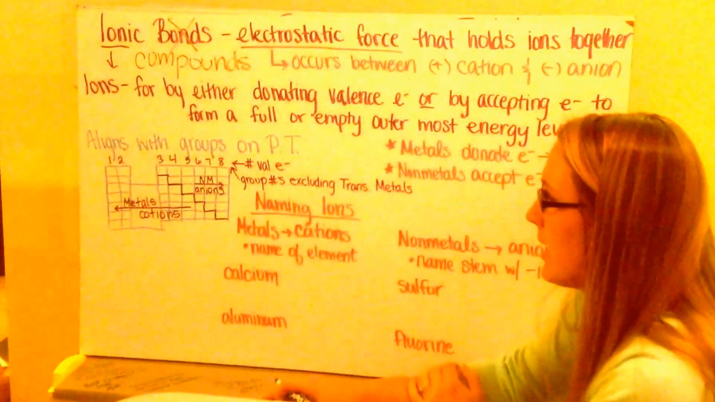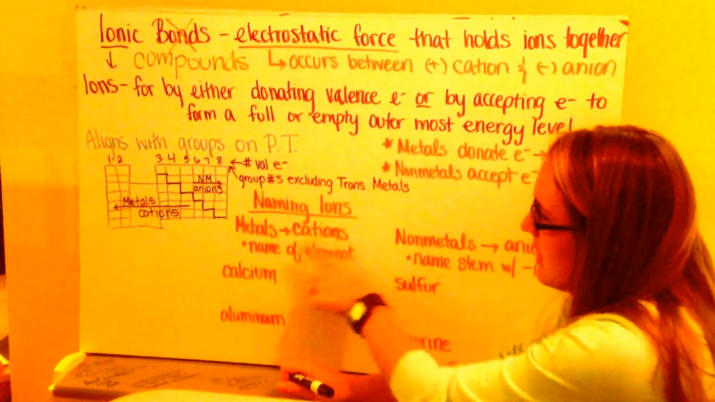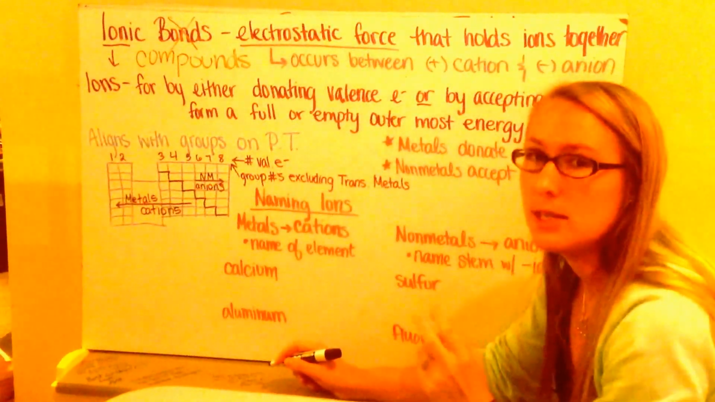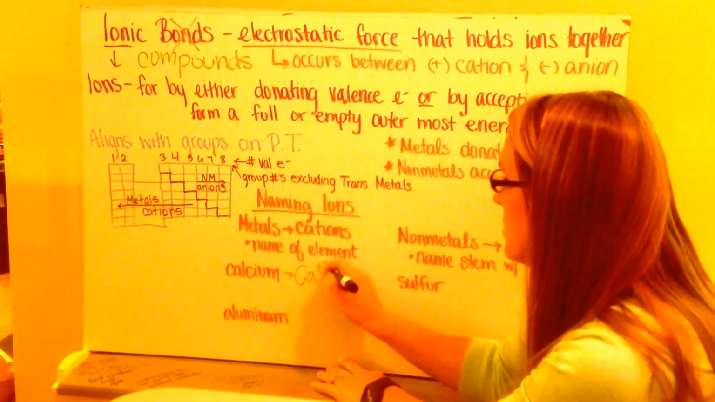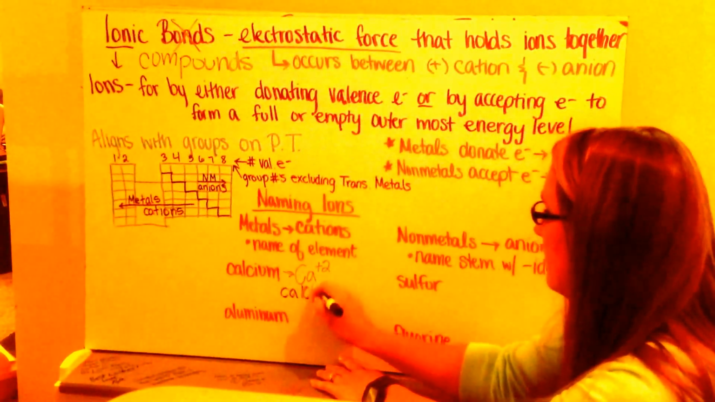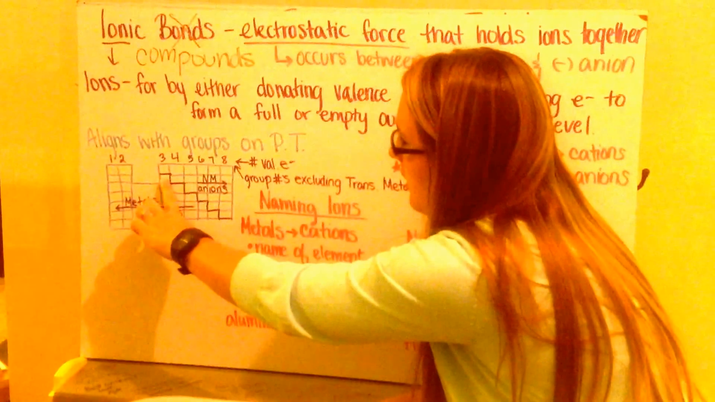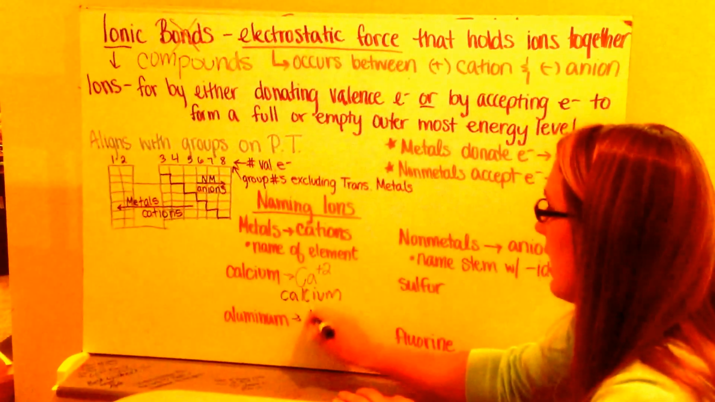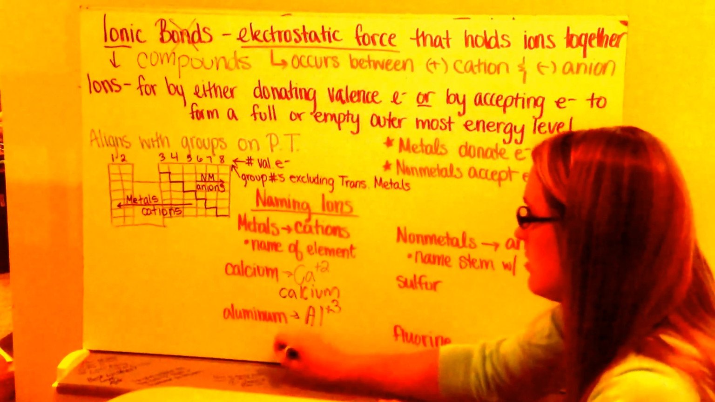We need to know how to name ions, that way we can eventually name our ionic compounds. Metals form cations, and they are named by just the name of the element. So looking at calcium, calcium on your periodic table is in group 2. Therefore, calcium is going to be Ca plus 2. To name that as an ion, we just write calcium. Aluminum, we find on our periodic table, is in group 3. Again, being a metal to the left of the line, aluminum is going to make the ion Al plus 3. We name that in ion form as just aluminum.